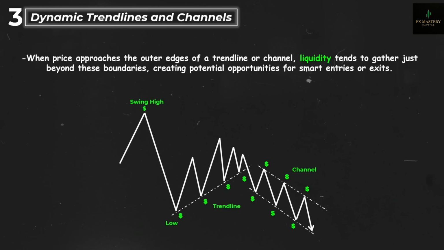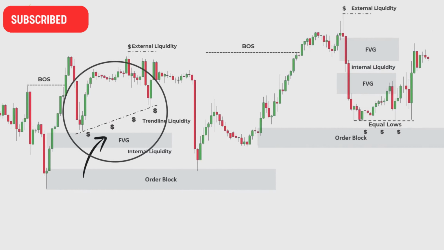Number 3, dynamic trend lines and channels. Dynamic trend lines and price channels attract liquidity as well. When price approaches the outer edges of a trend line or channel, liquidity tends to gather just beyond these boundaries, creating potential opportunities for smart entries or exits.